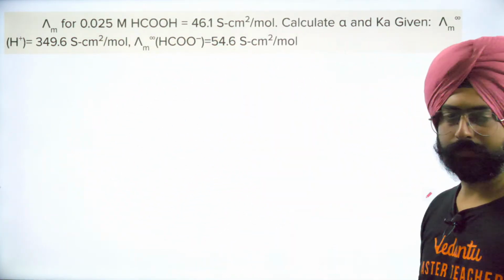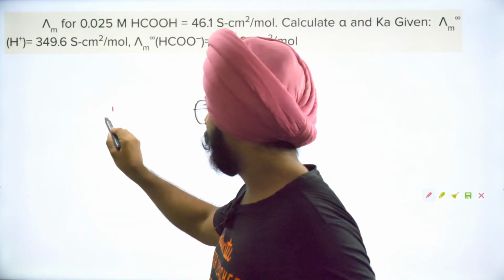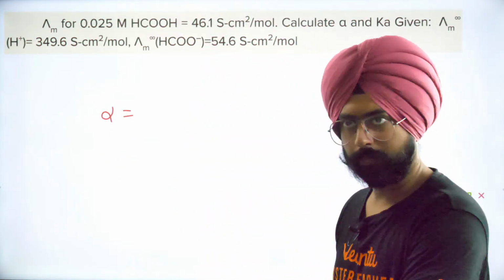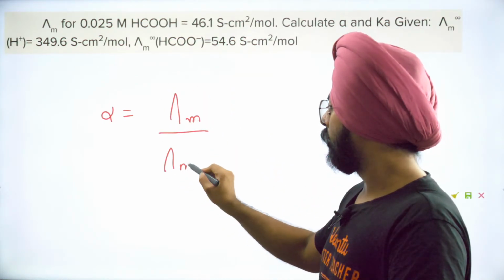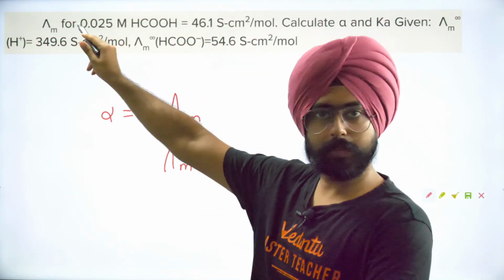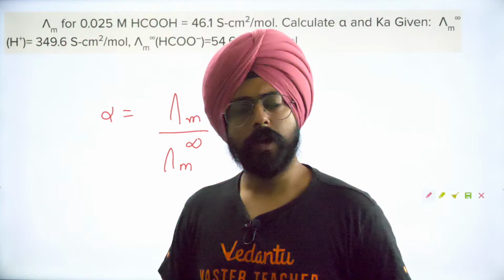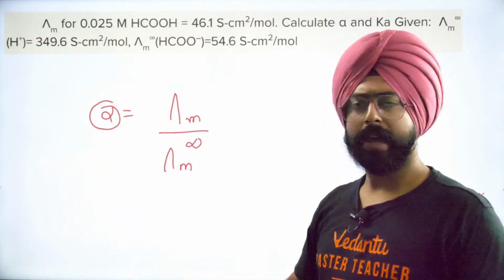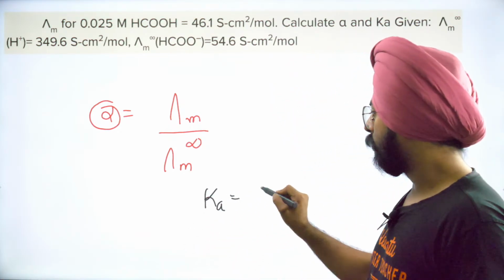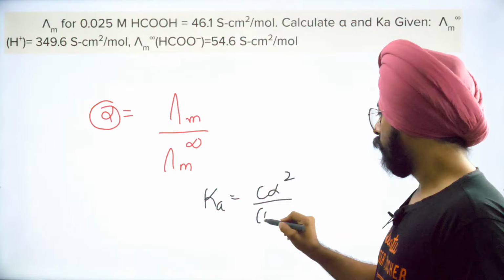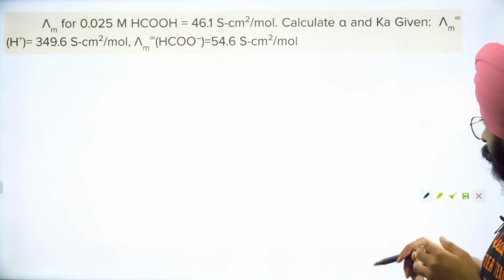Now over here, what's going on is for acetic acid, and in the previous class I had explained to you that alpha can be thought of as molar conductivity at a specific point divided by molar conductivity at infinity. So molar conductivity at a specific point is given. Molar conductivity at infinity can be calculated by adding these two up. That will give you the value of alpha. And once you have alpha, from ionic equilibrium we remember that Ka is equal to C alpha square upon 1 minus alpha. So these are the two equations that you were supposed to use in order to solve this question.